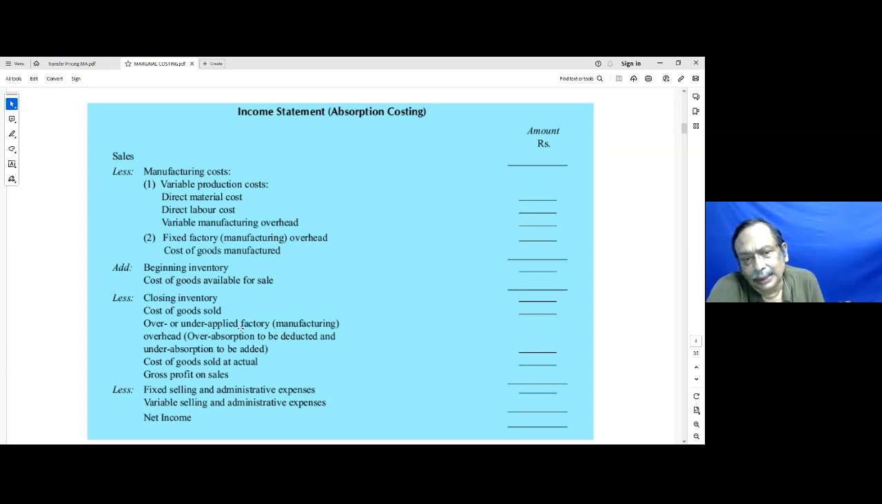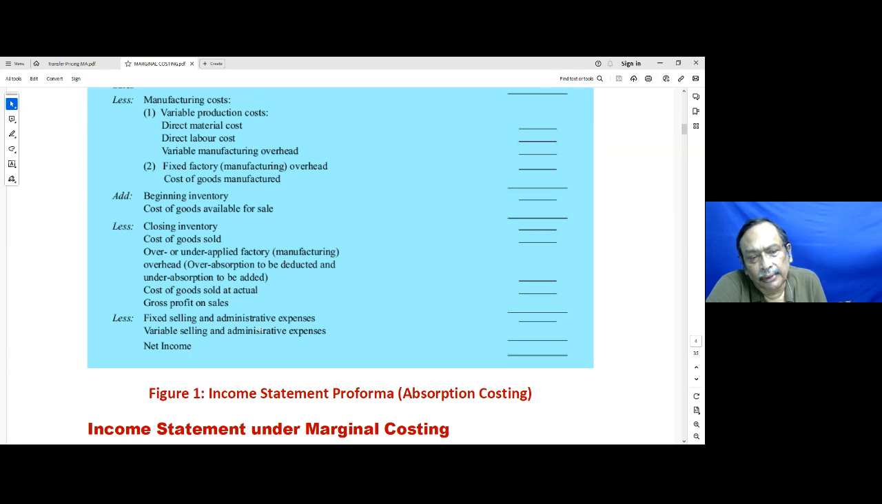Then we take over or under absorption, or under applied factory or manufacturing overhead. Over absorption is deducted and under absorption is added. Once we do that, we get cost of goods sold at actual. And after deducting these, we get gross profit on sale. Then we deduct fixed selling and administrative expenses and variable selling and administrative expenses to get the net income. So mind this.